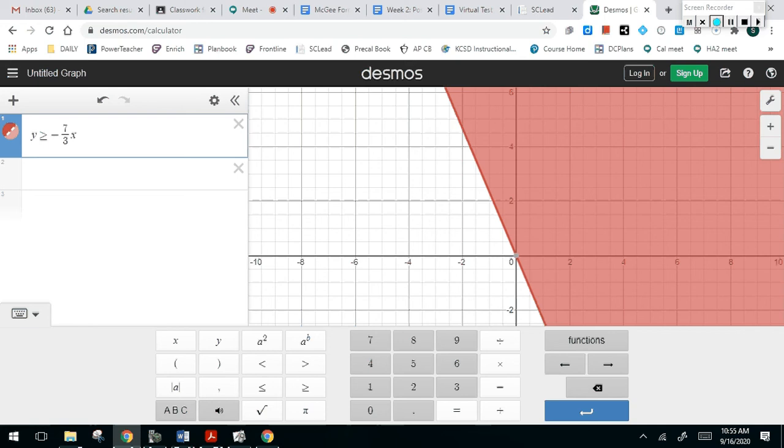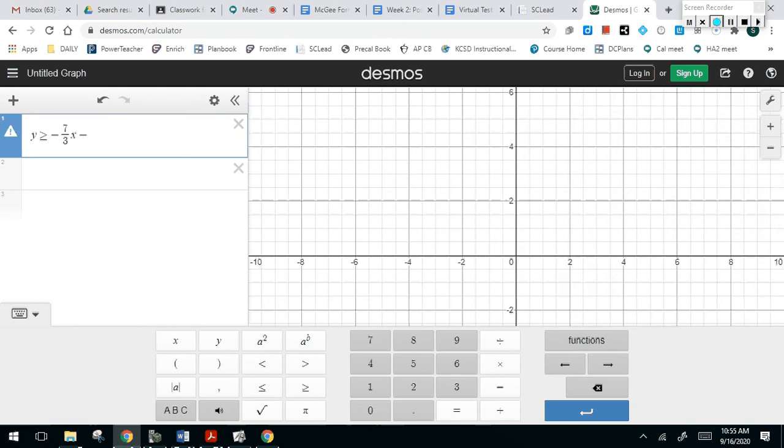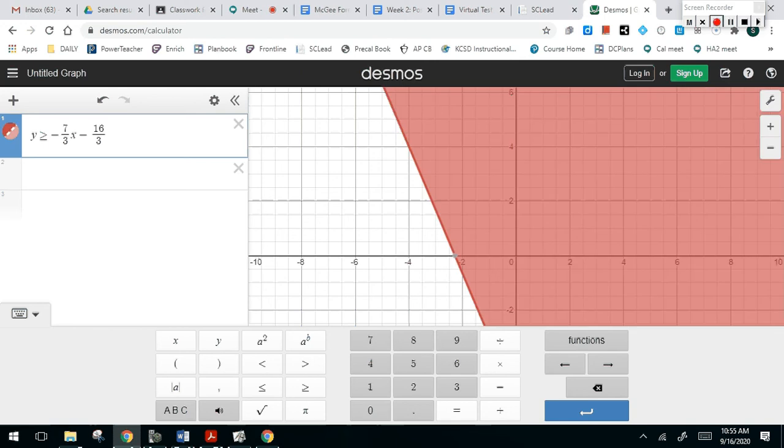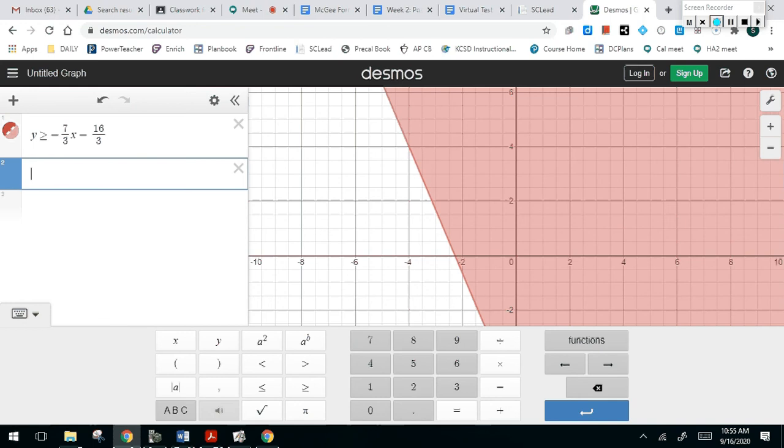And then for the second one, this is number 6 on your homework. It's x divided by 7. Actually, I forgot the y. It's y is less than or equal to. Y is less than or equal to. Start over.